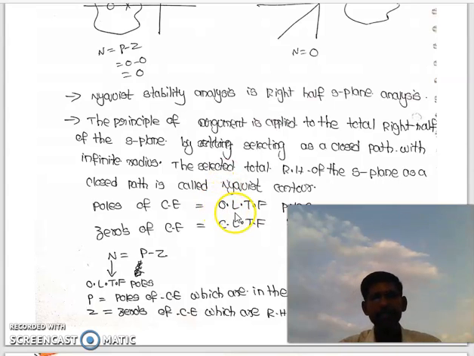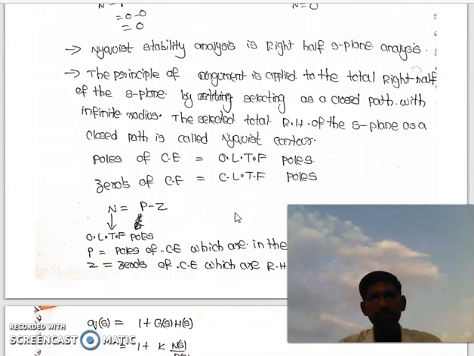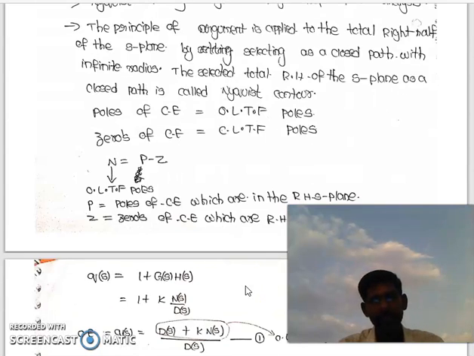Poles of the characteristic equation equal the open loop transfer function poles. Zeros of the characteristic equation equal the closed loop transfer function poles. So N is the number of encirclements, P is the poles of the characteristic equation which are in the right half of the S-plane, and Z is the zeros of the characteristic equation which are in the right half of the S-plane.